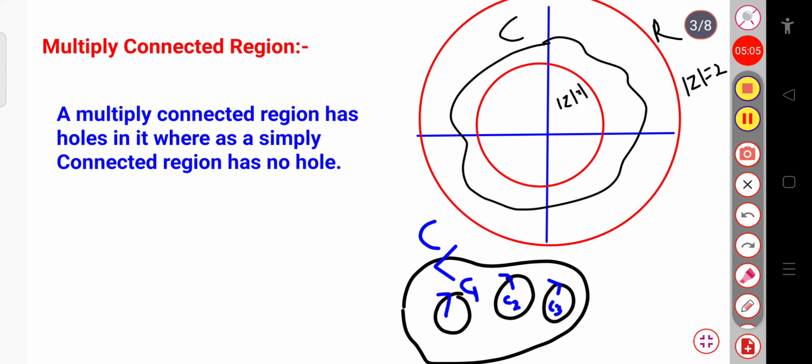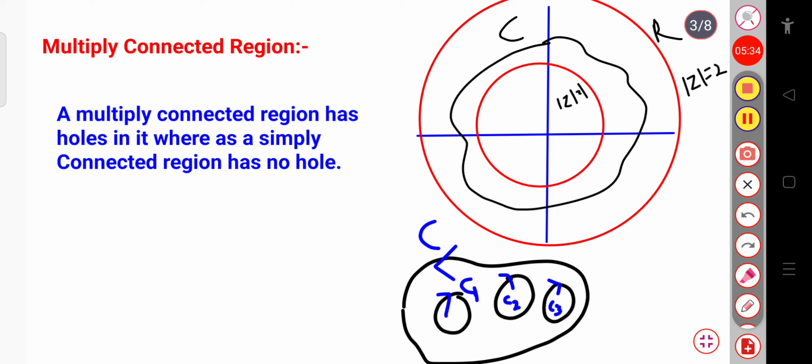that domain. If the domain of the multiply connected region is finite, then it is called a finite multiply connected region. Here you can see that there are three curves, that is C1, C2, C3. These are finite in number, so that's why it is called a finite multiply connected region. Similarly, if the domain of the function is infinite, then it is called an infinite multiply connected region.